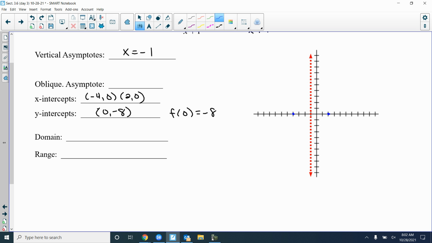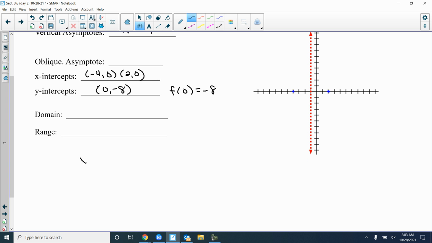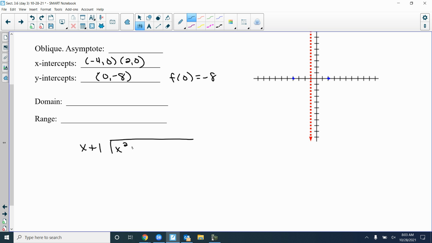Now, all right, oblique asymptote. Here's how you find this. You got to use long division. Take your function. You got a little bit of room there below before the next one. We're going to do long division. So you're going to take x plus 1 divided into x squared plus 2x minus 8.